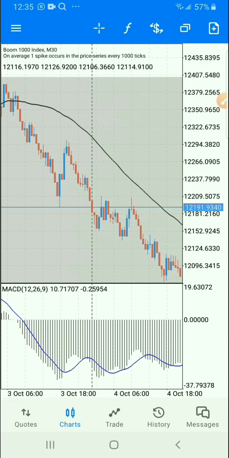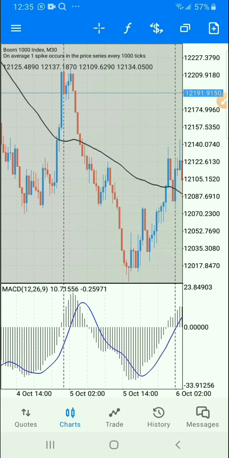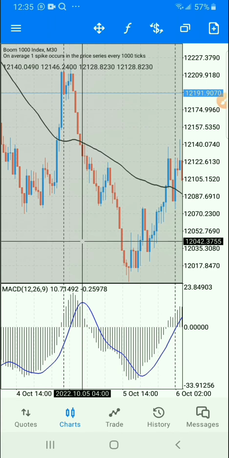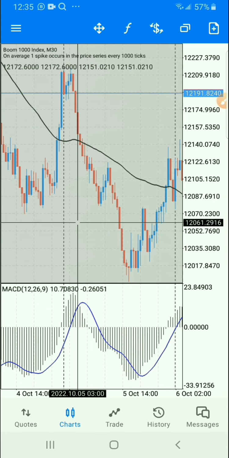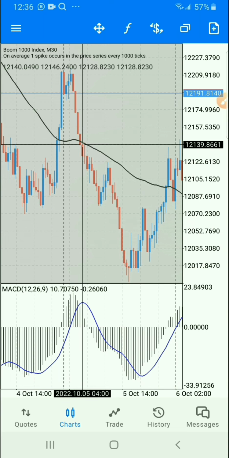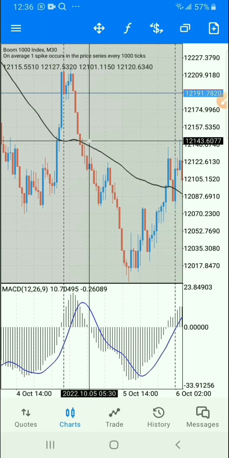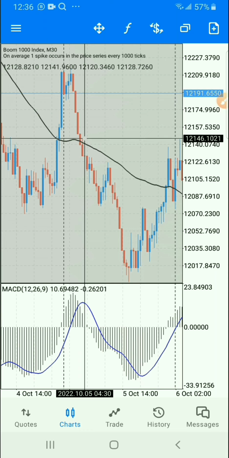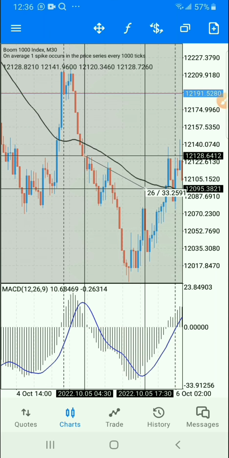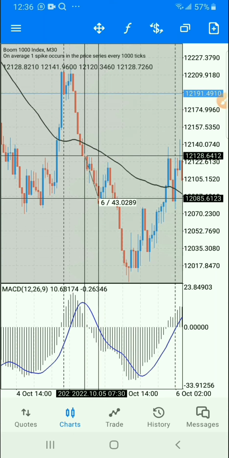Look at this now. Our signal line crossed above our MACD, and on our main chart, our moving average was above, and the candlestick crossed and closed below the moving average. You enter a trade. Let me say you entered somewhere here. This is a full closure of a candlestick below the moving average. Sometimes you can use support and resistance. You say, I'm not going to exceed this take profit. That is 43 pips, man. That is massive.